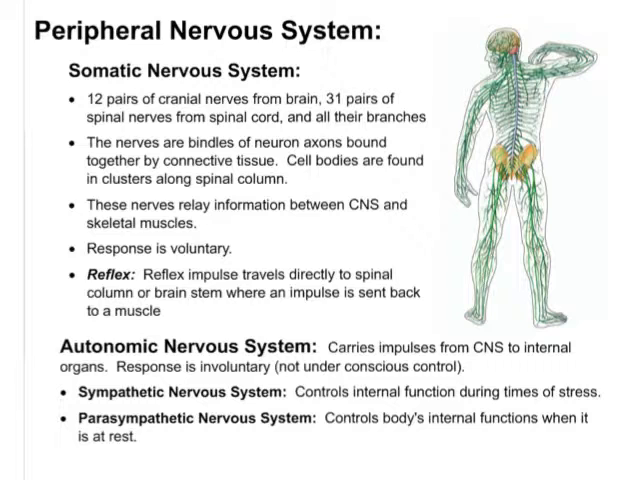It contains 12 pairs of cranial nerves, 31 pairs of spinal nerves from the spinal cord, and all of the branches that are involved. The nerves are not bundles of cells but bundles of neuron axons bound together by connective tissues, and the cell bodies are found in clusters all along the spinal column. These nerves relay information between the central nervous system and skeletal muscles. It's the voluntary response, what you choose, what you are consciously in control of doing.